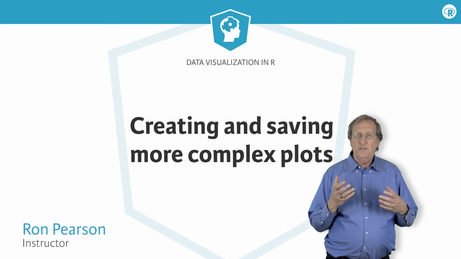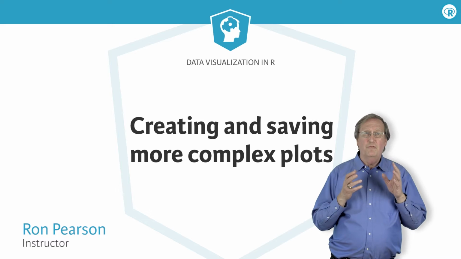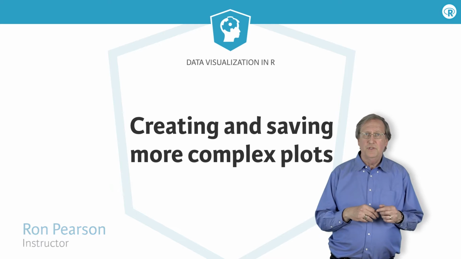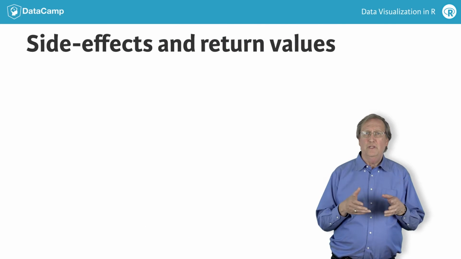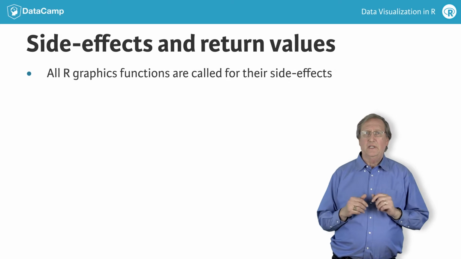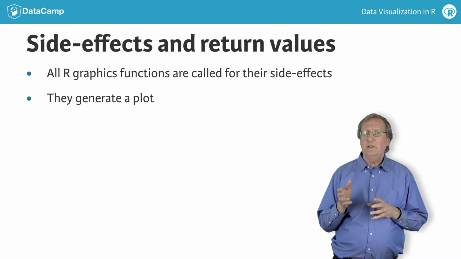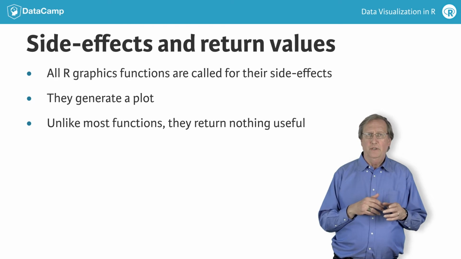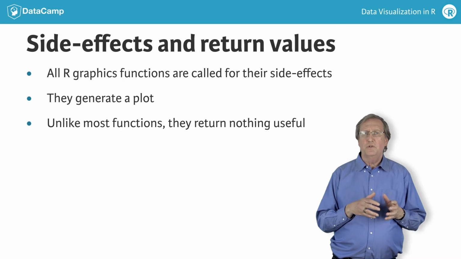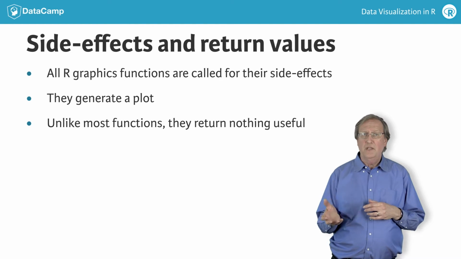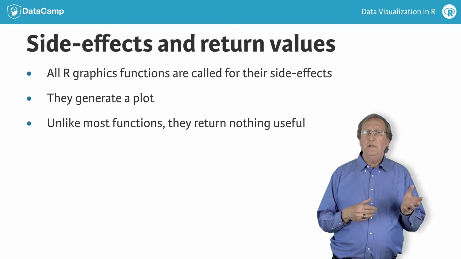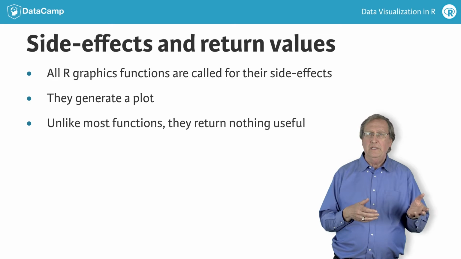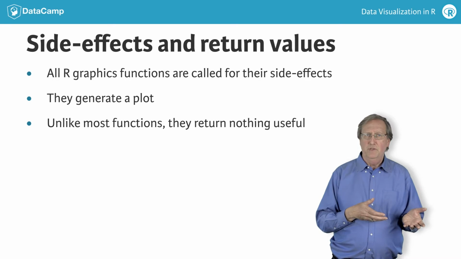So far, the focus of this course has been on developing and refining plots in an interactive R session using base R graphics functions. These functions are unusual in R in that they are called for their side effects. They generate plots, but typically don't return a value. Some R graphics functions, however, do return values that can be used in subsequent calls to low-level graphics functions to enhance the plot. These functions typically return results invisibly, meaning that the return values are not displayed, but they can be captured with an assignment statement.